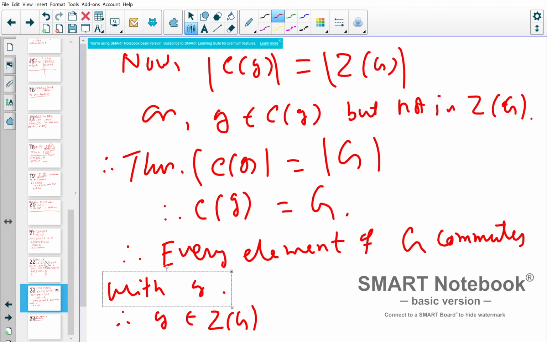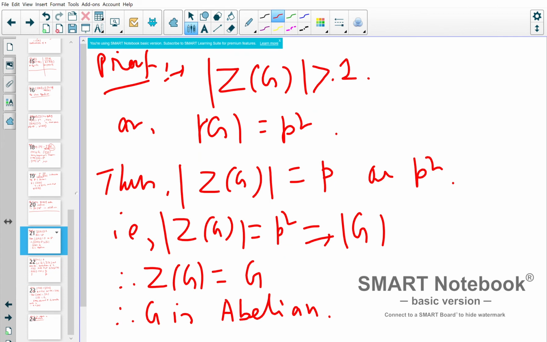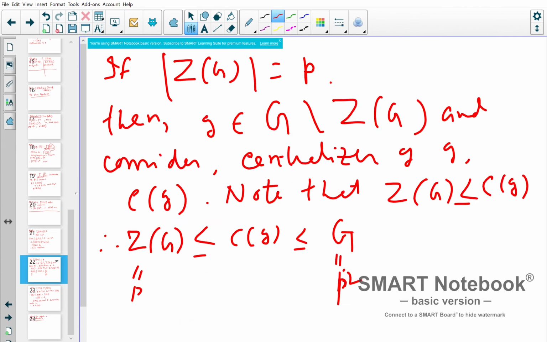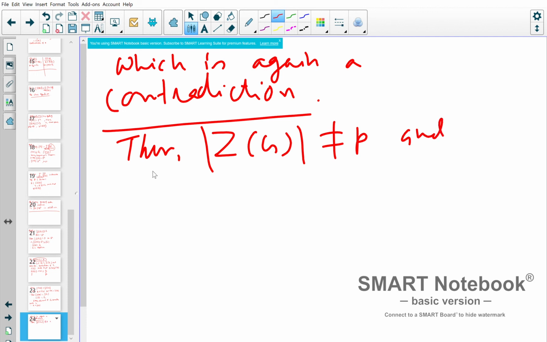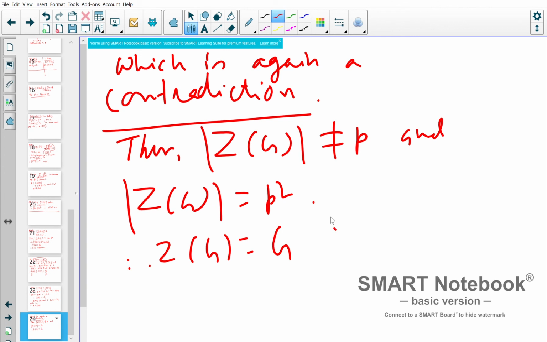We are getting contradictions because we assumed that the center has p many elements. Thus the center cannot be equal to p, and it has to be p square, right? And hence the center is nothing but the full group, so that G is abelian. Okay, so finally we get that whenever you have a group of order p square, the center is the full group. So that means G is abelian.